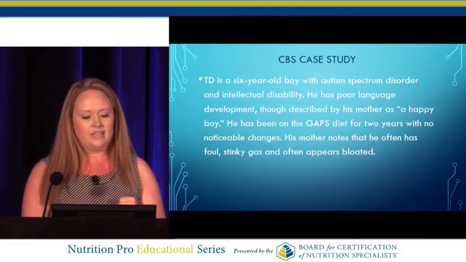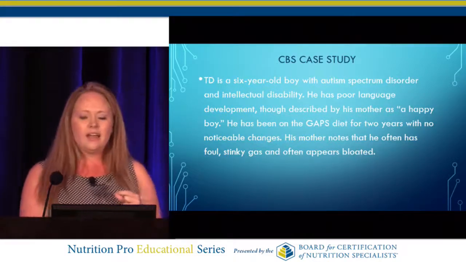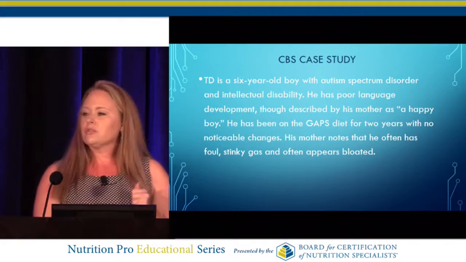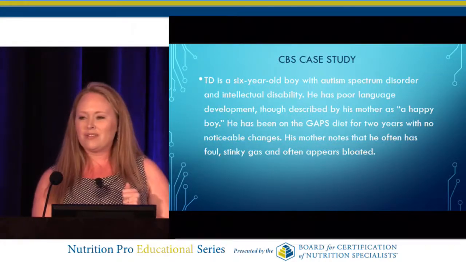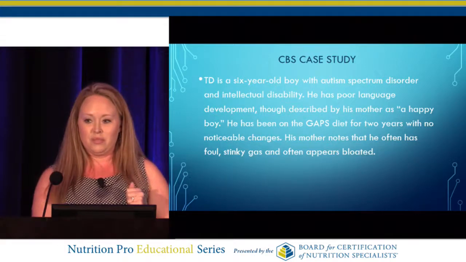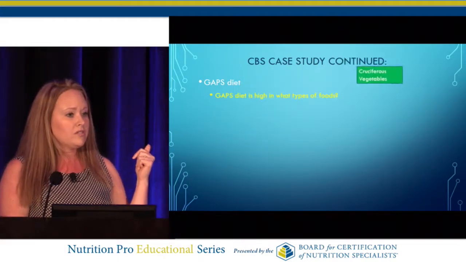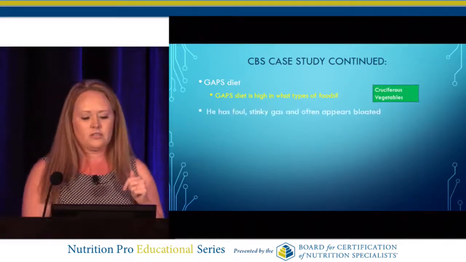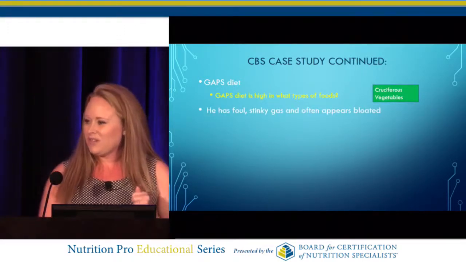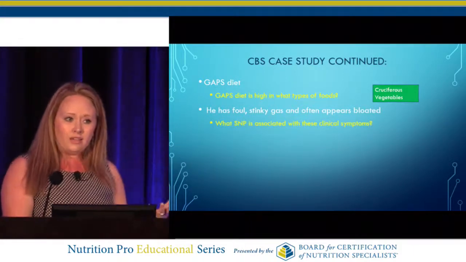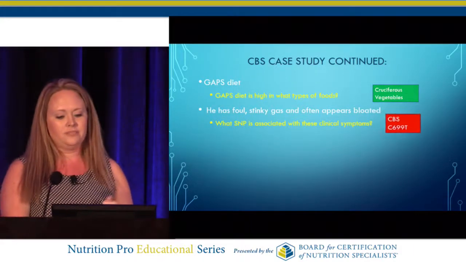So I'm going to do a quick case study. We have a little boy with ASD and intellectual disability. He's been on the GAPS diet for 2 years with no noticeable changes, and he has foul, stinky gas and often appears to be bloated. So the GAPS diet is full of cruciferous vegetables, right? So lots of sulfur donors. He has foul, stinky gas and often appears to be bloated. So that's associated with a CBS upregulation.